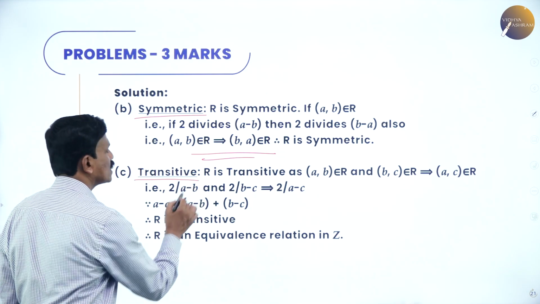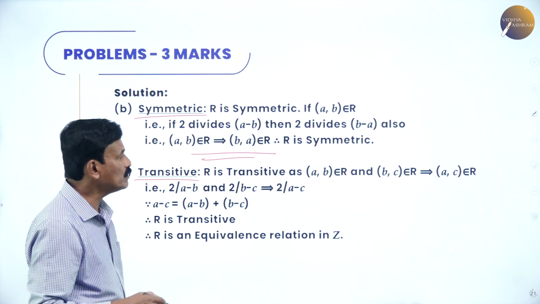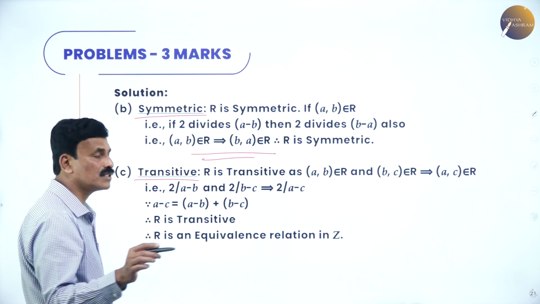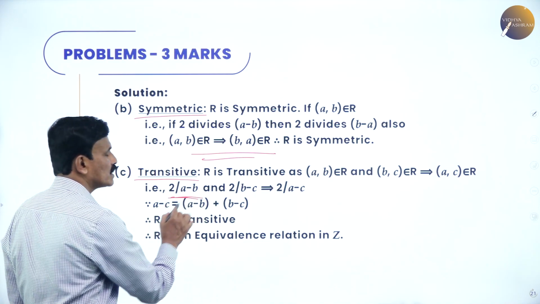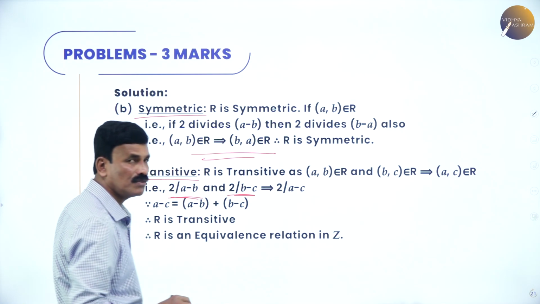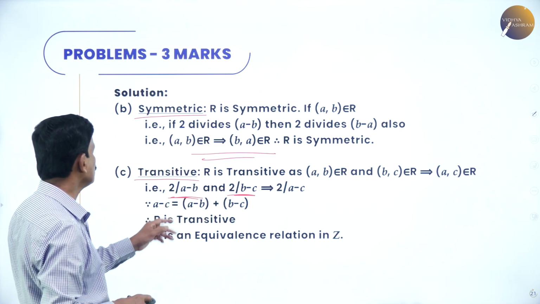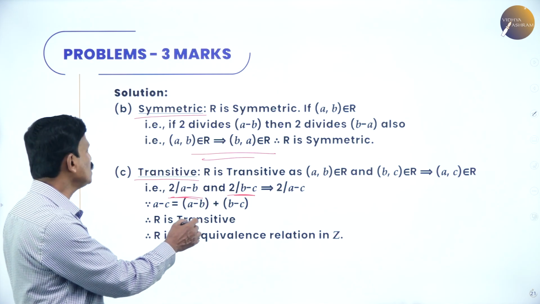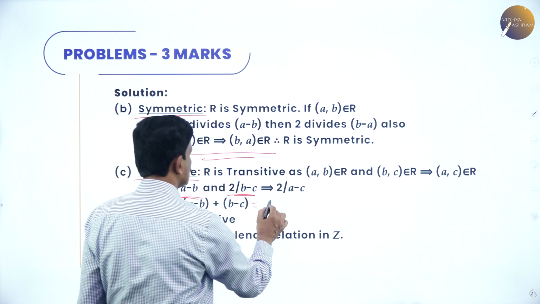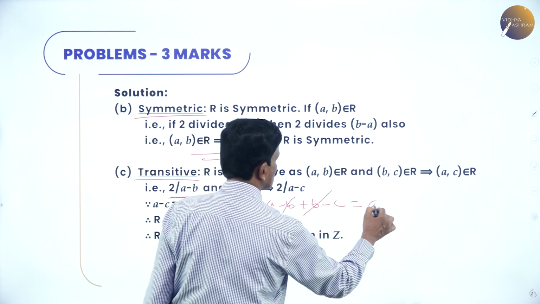Now the third one is transitive. R is transitive as (a, b) belongs to R and (b, c) belongs to R implies (a, c) also belongs to R. If 2 divides a minus b and 2 divides b minus c, then 2 also divides a minus c. Let us add this, because a minus c can be written as a minus b plus b minus c. So minus b plus b gets cancelled, leaving a minus c.